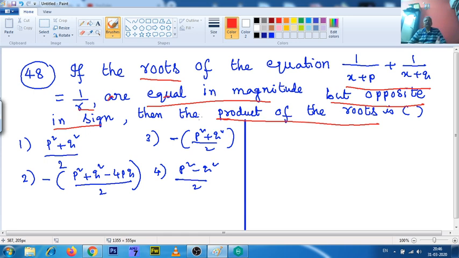Understood now? That means the sum of the roots is equal to 0, that is given in this case, but the given one is not actually in quadratic equation form. We need to reduce it into quadratic equation form, then equate its sum of the roots to 0. Sometimes the x coefficient may be 0, so that we get some relation. After that, the product of the roots we need to find out. Okay, let us find out. First we need to simplify this one now.